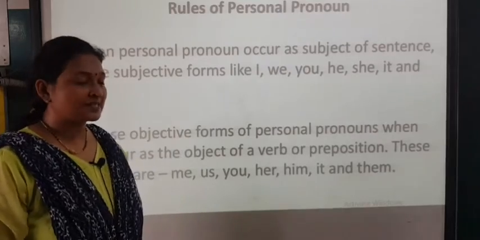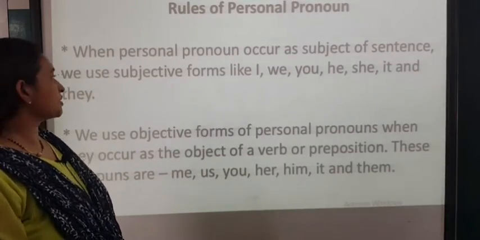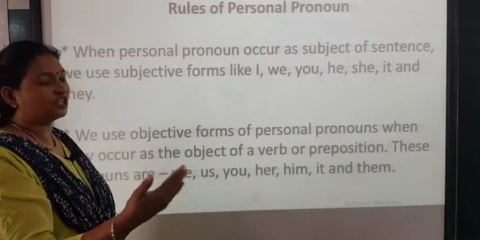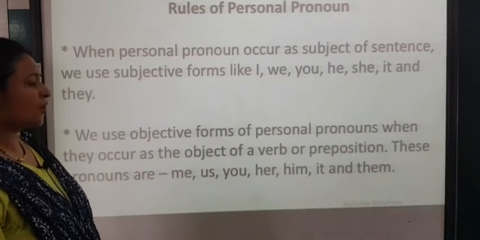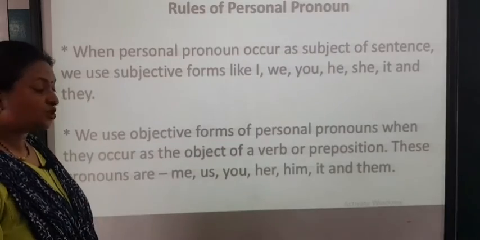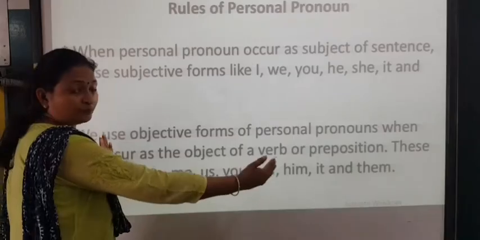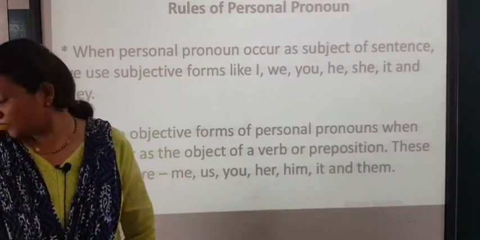Now, rules of personal pronouns. When a personal pronoun occurs as the subject of a sentence, we use the subjective form. As I told you, I, we, you, he, she. So, these are subjective forms. We use objective forms of personal pronouns when they occur as the object of a verb or preposition. These pronouns, now these are all objective, these are subjective. We just did that in the table.